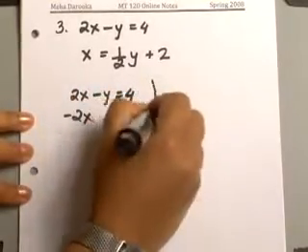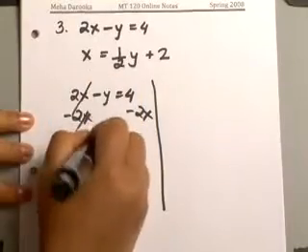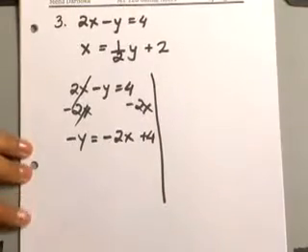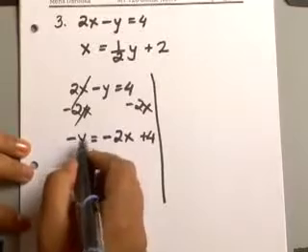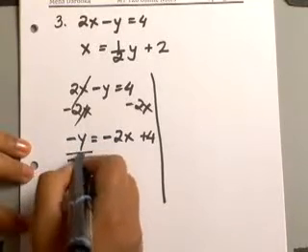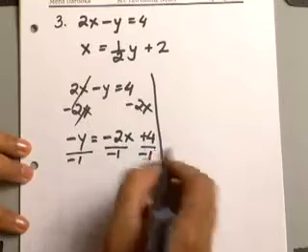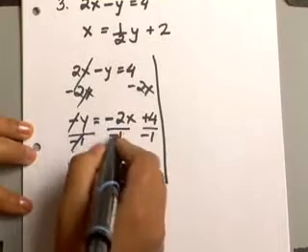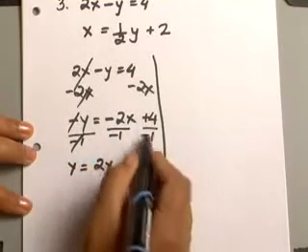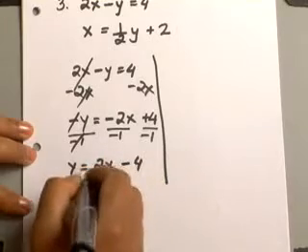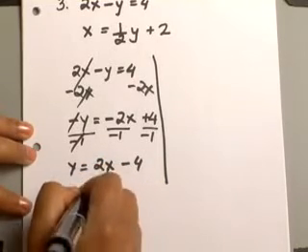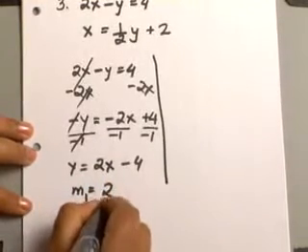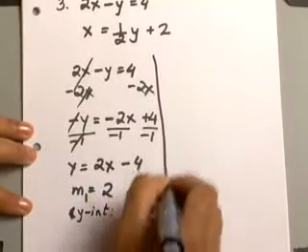Move your 2x over to the other side. Negative y equals negative 2x plus 4. Now we need to get rid of that negative on the y, so we can divide everything by -1 to get rid of that negative sign, and you end up with y equals, two negatives become a positive, you have positive 2x minus 4. So you can see your slope here is 2, and the y-intercept is the point (0, -4).